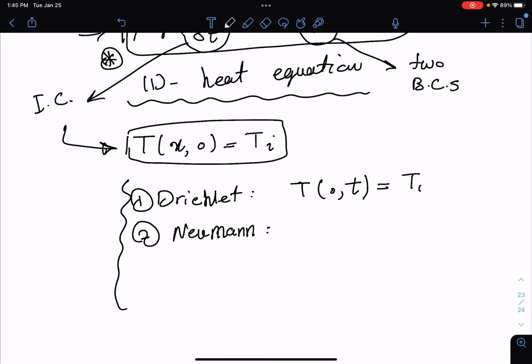A Neumann boundary condition is a gradient boundary condition. Essentially a heat flux or temperature gradient is specified at a boundary at any location. So partial T, partial X at any location, let's say at X equals L, is equal to some value. Let's call it A. What is the dimension of partial T, partial X? Per unit length, that's the dimension. Kelvin per meter, right?